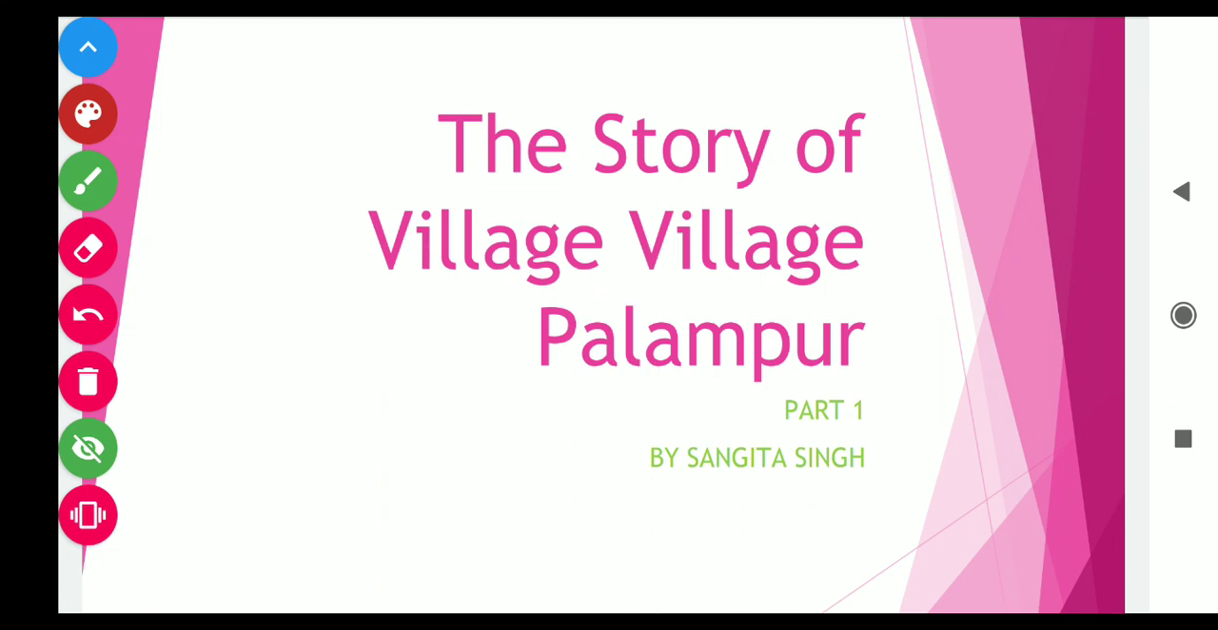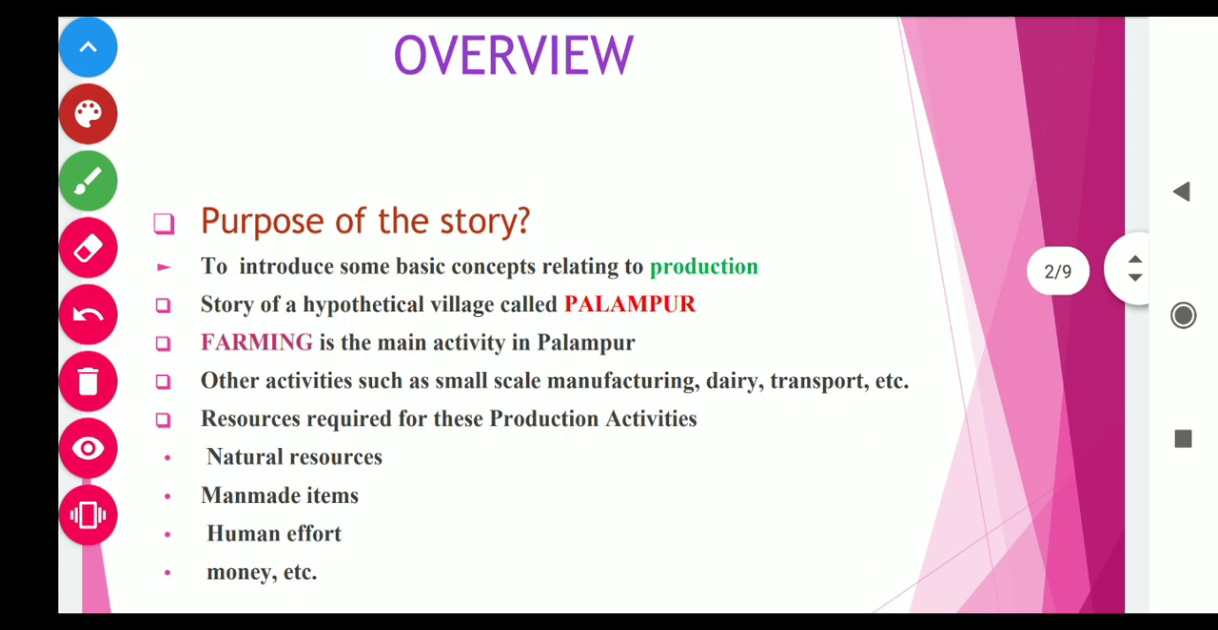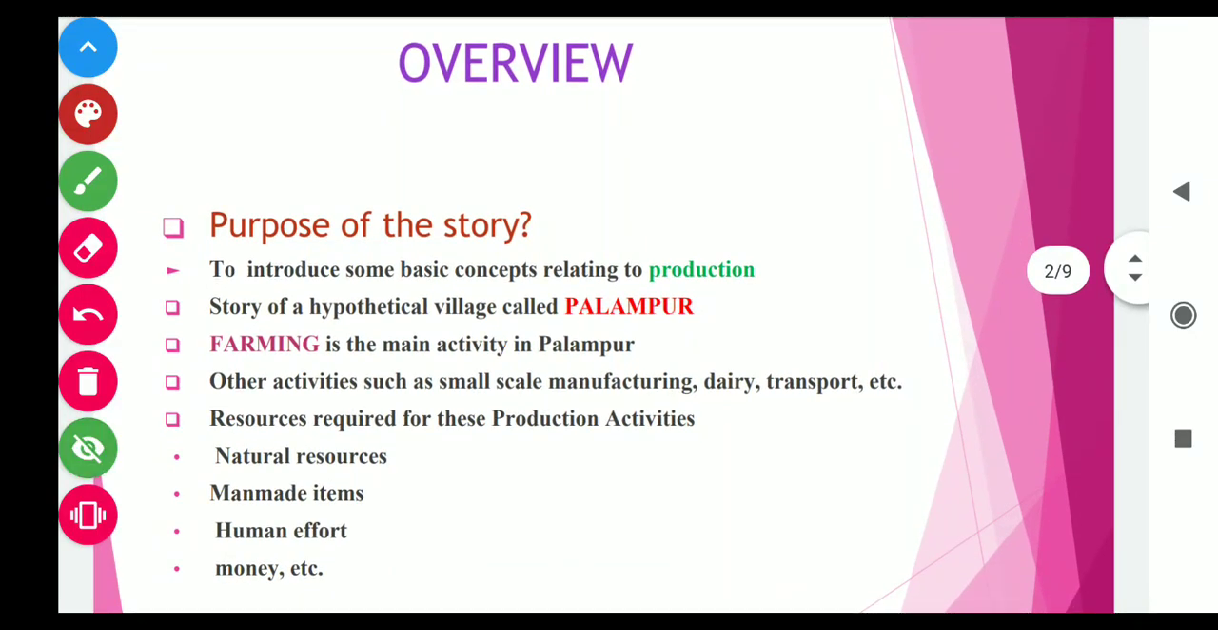Children, your class 9 economics syllabus is divided into 4 chapters which deal with the production, distribution and consumption of goods and services. Students, we will get introduced to the basic concept relating to production using a story of a hypothetical village, means an imaginary village called Palampur. That is, we will start with the first chapter, the story of village Palampur.